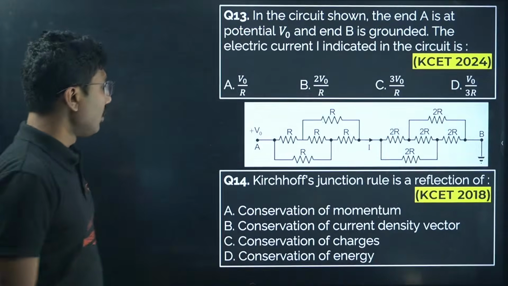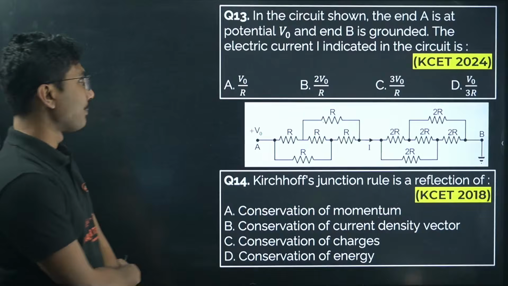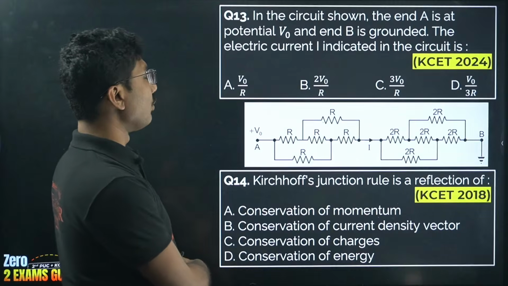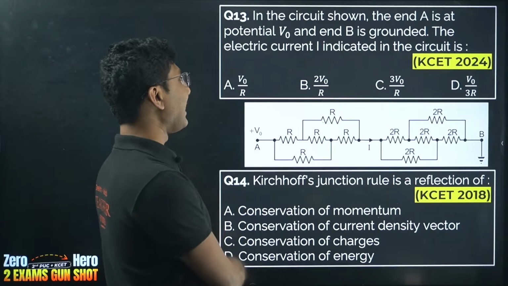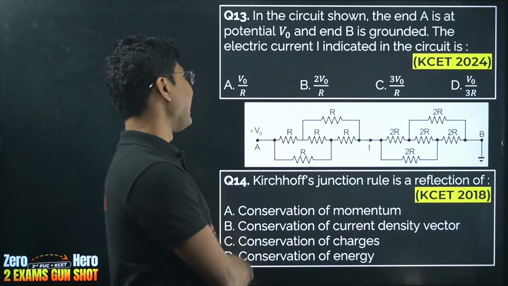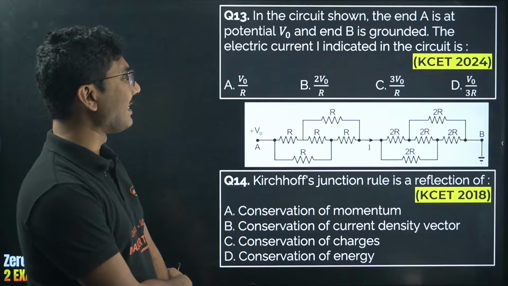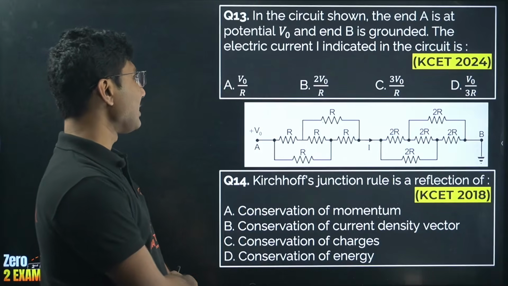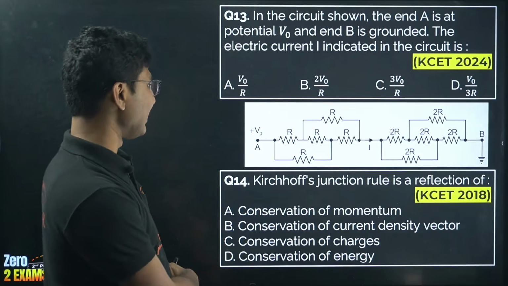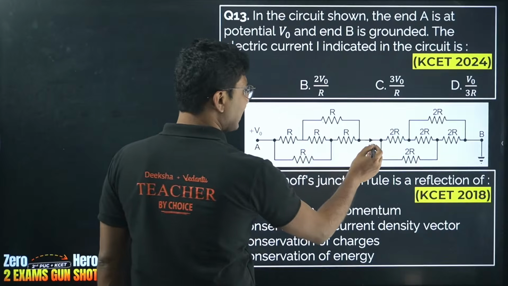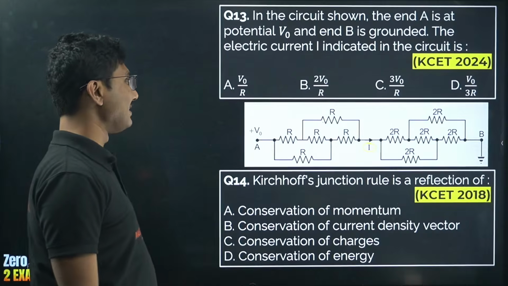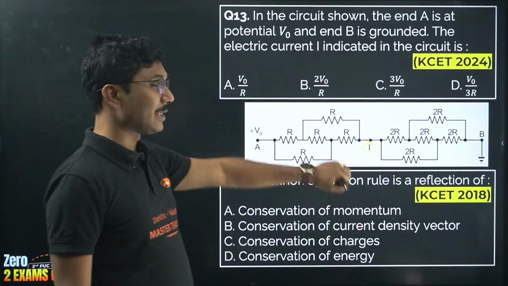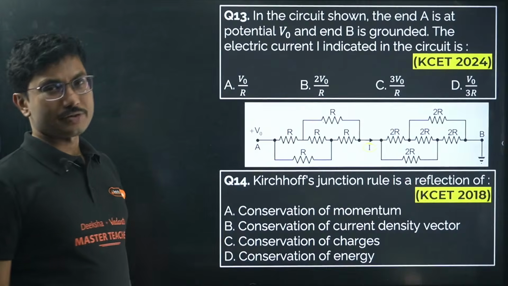Now two questions from KCET back to back. In the circuit shown, the end A is at potential V0 and end B is grounded. The electric current I indicated in the circuit is? So here if you see, there is a current mentioned in the circuit, I. You have to calculate what this current I is. The circuit looks complicated, but how to solve such questions?